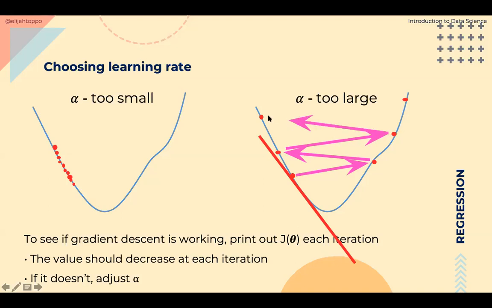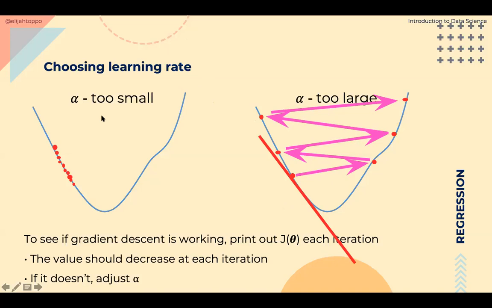Instead of moving to the bottom side, where I have the solution, we are actually going farther away. So this problem, when alpha is too large, is called divergence. Our solution, instead of converging down, is diverging outside.